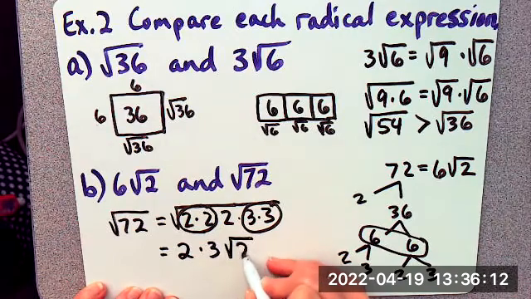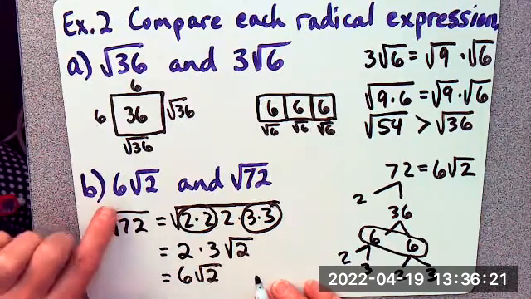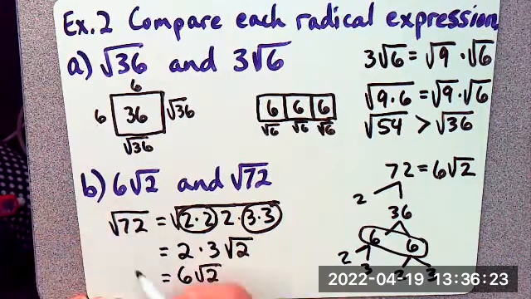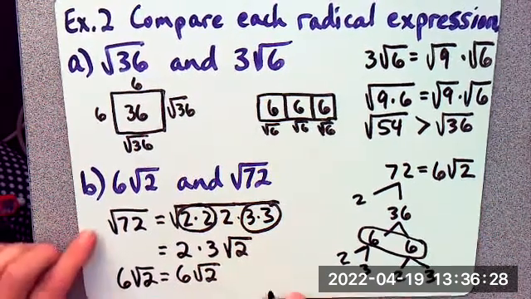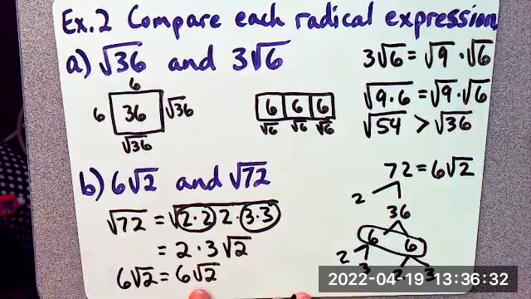So we have a square root of 2. Now 2 times 3 is just 6 square root of 2, and that's what we're comparing it to. So 6 square root of 2 equals 6 square root of 2, which is the square root of 72, just simplified.